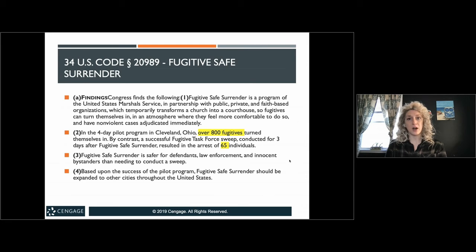It was also a safer option than having law enforcement go out and conduct these sweeps, where you have some offenders who are going to be scared, frightened, they're going to start running. They may even combat law enforcement. They may even start shooting at law enforcement, depending on what their current situation is. So it's just a safer option than law enforcement going out and conducting these sweeps.